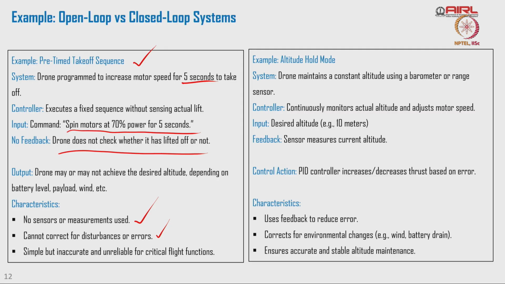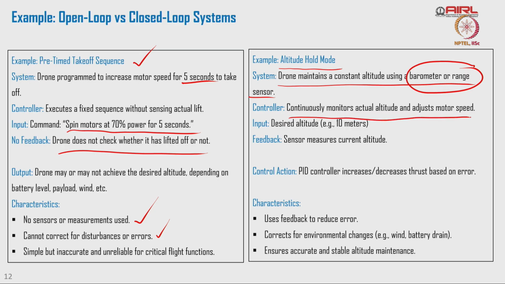another example is attitude hold mode with a feedback loop, where the drone maintains a constant altitude using a barometer and range sensor. Now, you see the sensor comes into the picture. When the sensor is there, there will be a feedback loop, because the sensor will give some output signal and that can be fed back to check its difference with the reference signal. Accordingly the controller starts working, so that it continuously monitors actual altitude and adjusts the motor speed. So, now there is a mechanism of correction, we know what is happening.